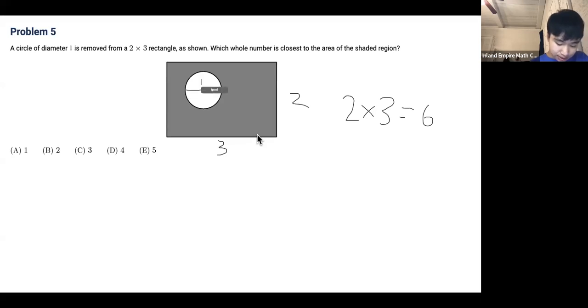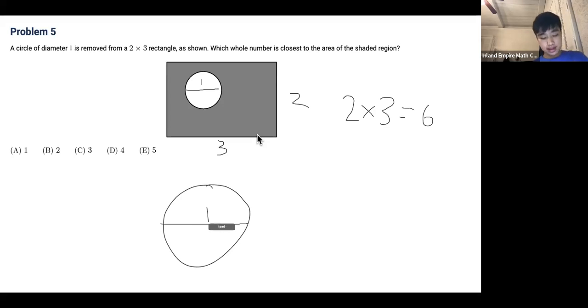So remember that in a circle, the diameter is the length from one side to the other, 1. So what this means is that the radius, or the distance from the edge of the circle to the center, is 1 as well. So if we draw the radius of the circle like this, then it'll be 1. Sorry, it wouldn't be 1. It would be 0.5, because we're dividing the diameter into 2.